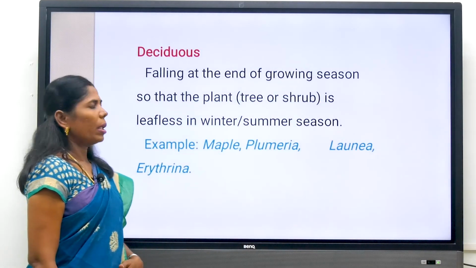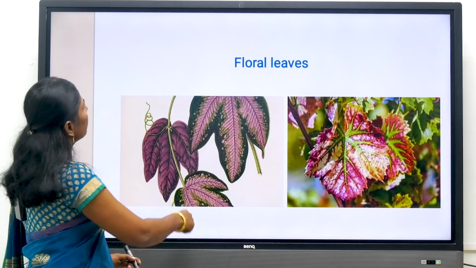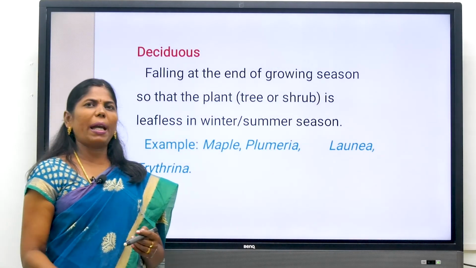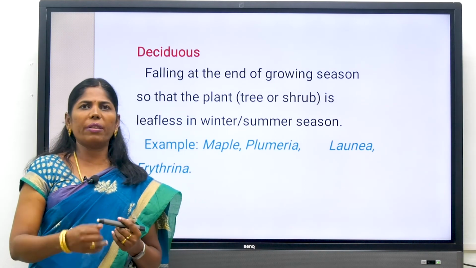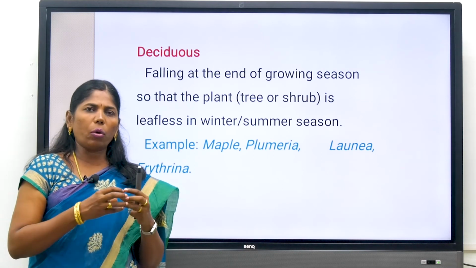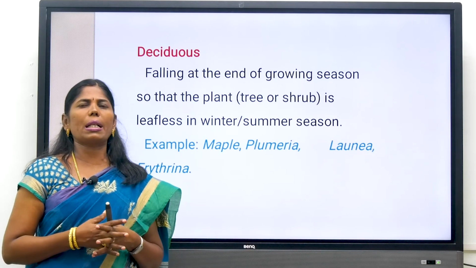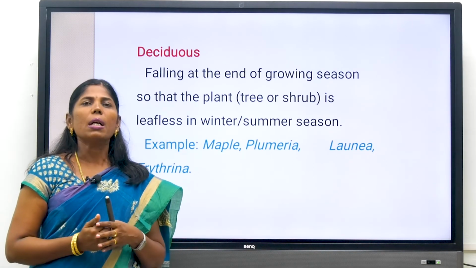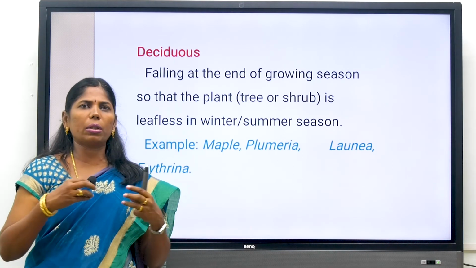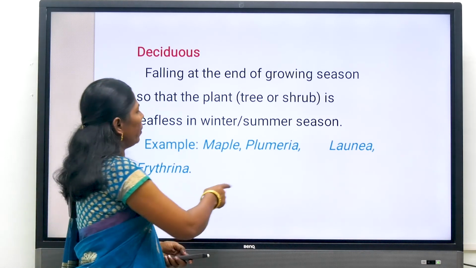Next is deciduous. What is deciduous? Falling at the end of the growing season. The leaves fall from the plant, from the trees, and based on that they are divided. Deciduous means falling at the end of the growing season, so they are leafless in the winter and summer seasons. They want to escape from transpiration, so they have this nature. Maple, plumeria, Lannea and erythrina are examples of that.